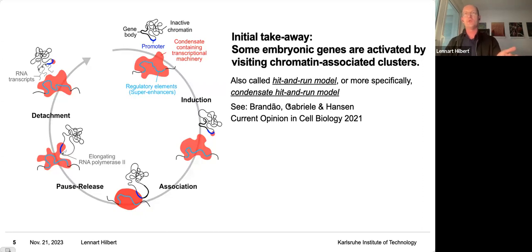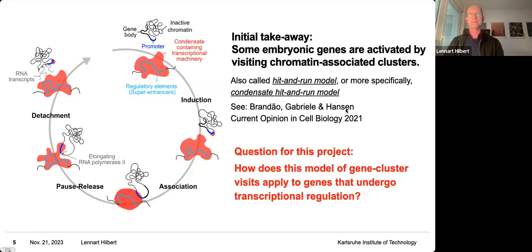If you want to know more and take some more time to engage with this concept, I highly recommend this review paper here. For this project I'm presenting today, the question is how this model of gene cluster visits actually can apply to genes that undergo transcriptional regulation. So as we turn on genes and we turn off genes, how is this control embedded in the cycle of interaction of a gene with the cluster?